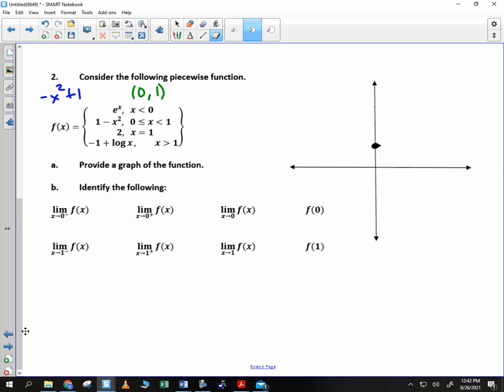Open or closed circle? Open. There it is.